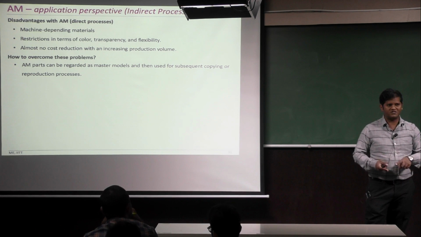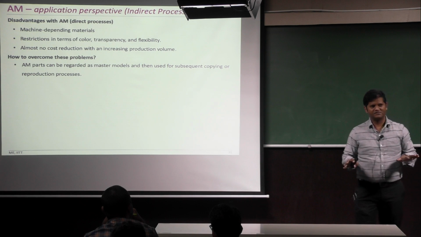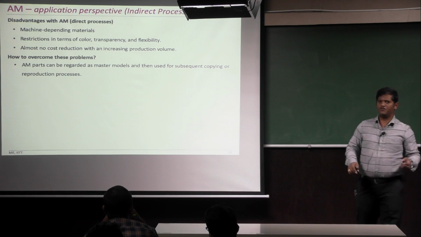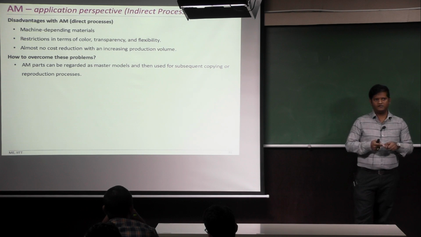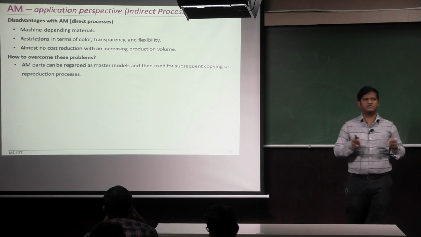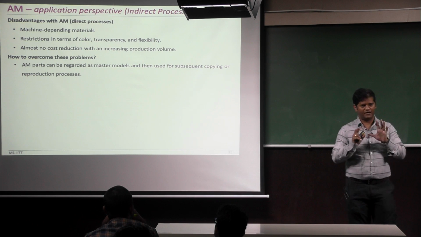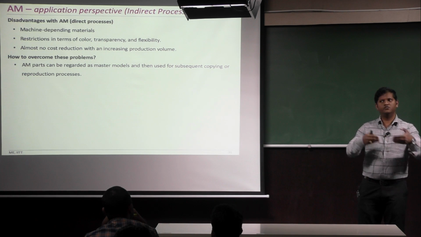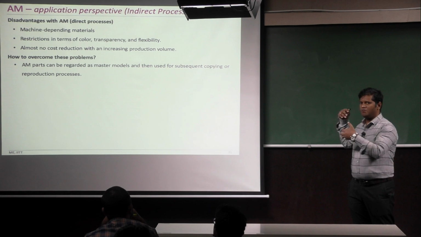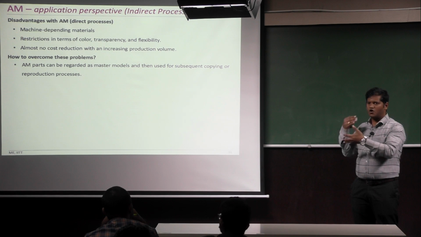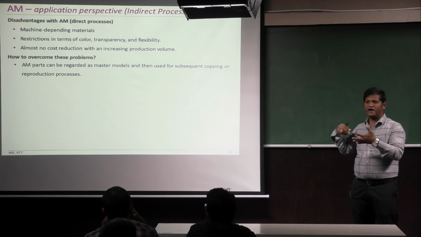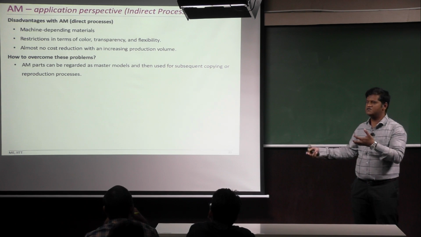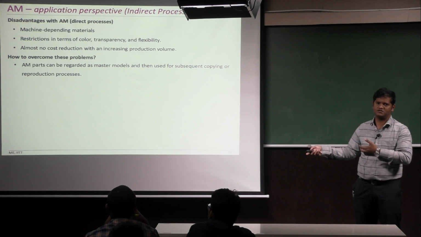And these copying processes are not AM processes. We will see what those reproduction processes are. Again I repeat, we make the master pattern having the exact dimensions of the design using an AM process. We take this master pattern and produce multiple components, or copy this component incorporating the required properties like color and transparency, by using certain secondary reproduction processes. We will see this.